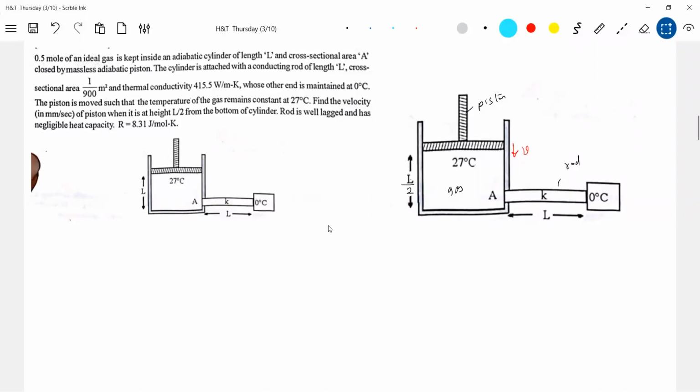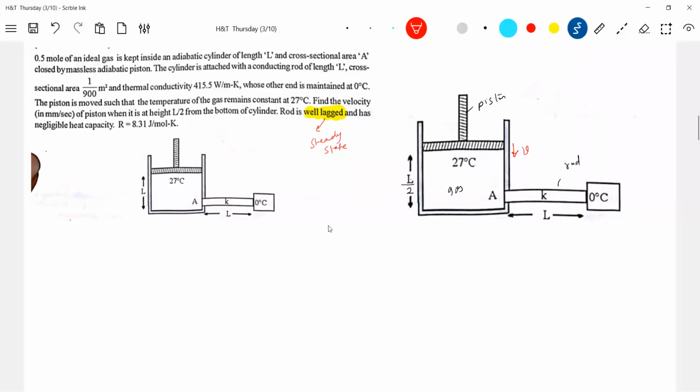There are a few very good words here. What do you mean by that? Well-lagged, steady state. The rod is well-lagged, which means at steady state the heat flow through the rod will be constant. And as it has negligible heat capacity, it will not absorb heat. The rod is involved only in the transfer of heat.